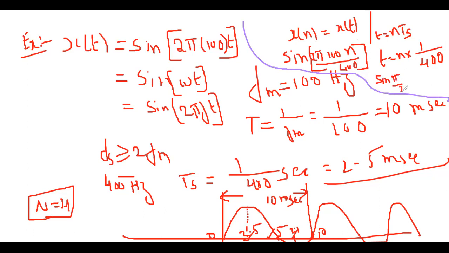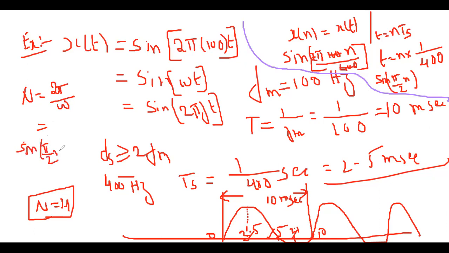Sine pi by 2 into n, because 2 into 100 is 200 and it becomes 200 here. Now, what is the fundamental period? The fundamental period is N is equal to 2 pi by omega. What is the omega now? When sine pi by 2 into n is compared with sine omega t, you can assume sine omega n.